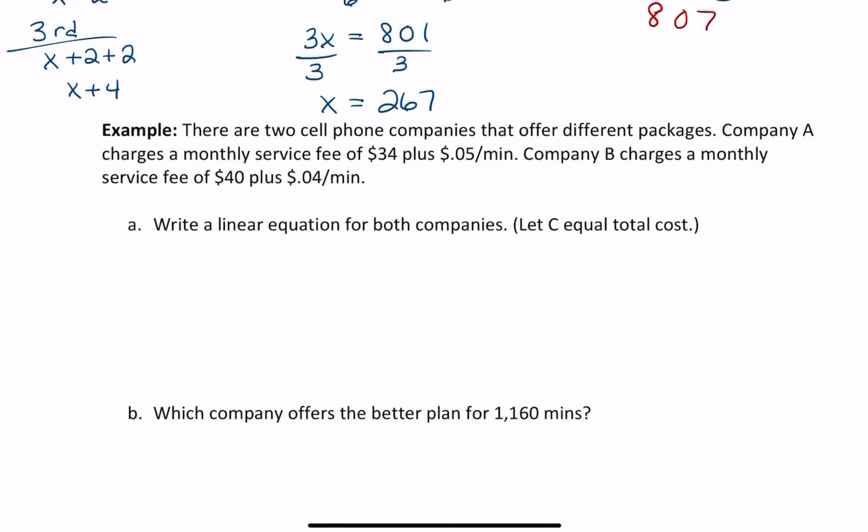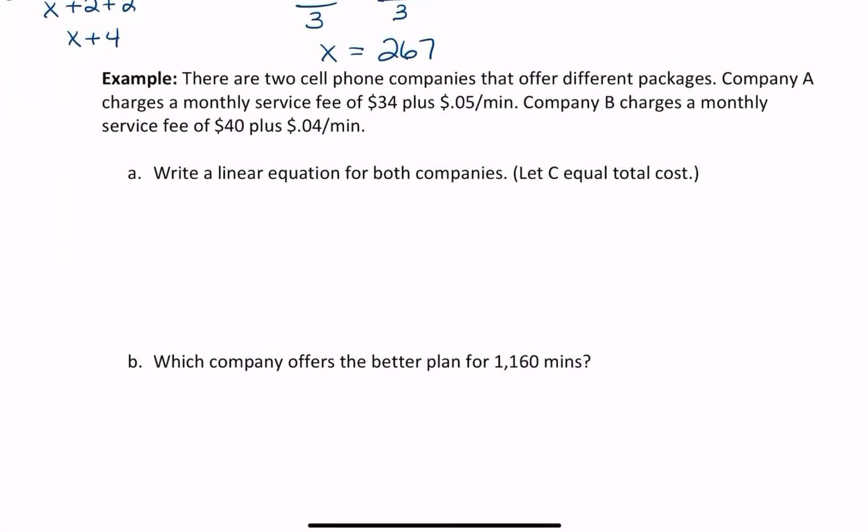Okay, in the next example, we're talking about cell phone companies. You've got a company A and a company B. Company A, the plan has a cost of $34 plus 5 cents per minute. And then company B has a service fee of $40 plus 4 cents a minute.